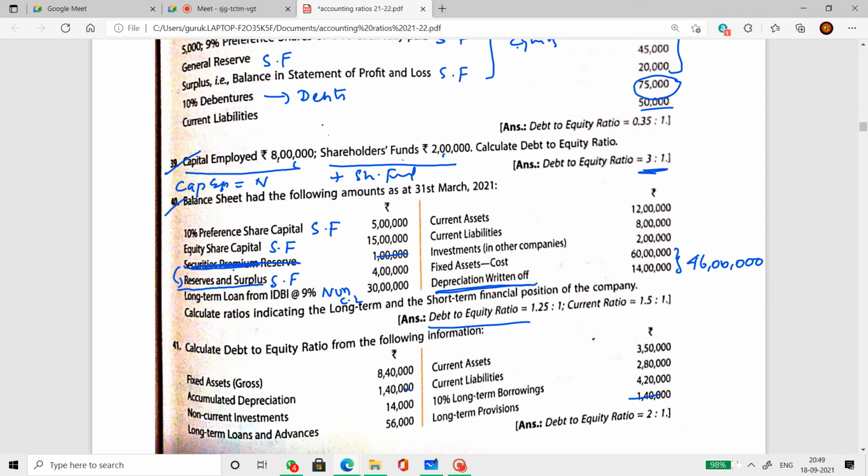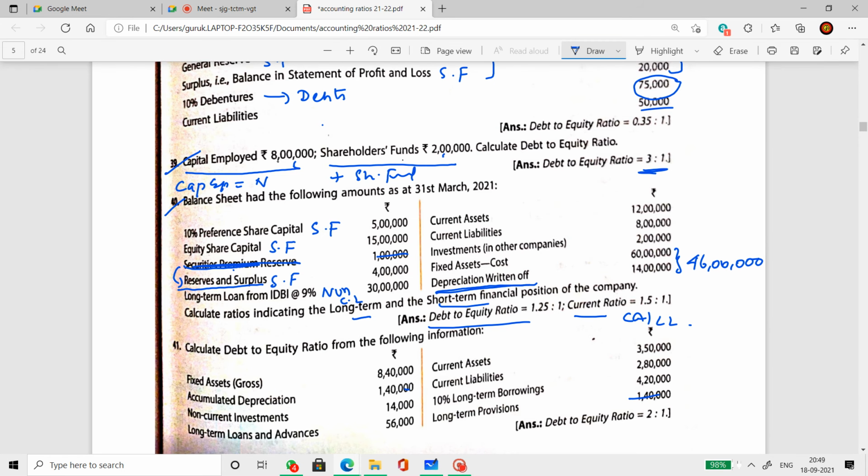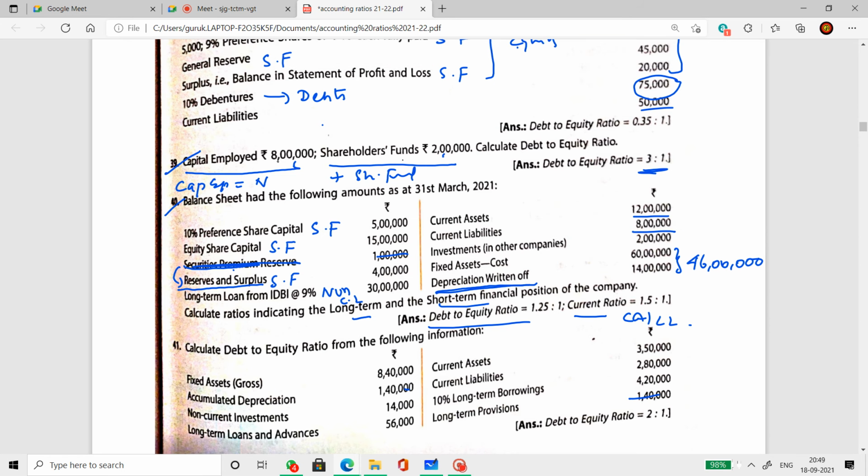The question here is not just to find the long-term soundness, but also the short-term financial position. So we need to calculate the current ratio also. We can go for liquid also, but then there is no information about stock, etc. So hence we restrict with current ratio. Current ratio is current asset by current liability. Current asset is 12 lakh, current liability is 8 lakh. 12 divided by 8, 1.5:1 will be the answer.